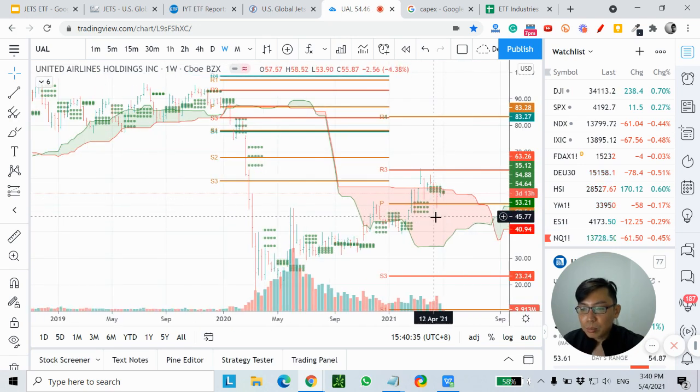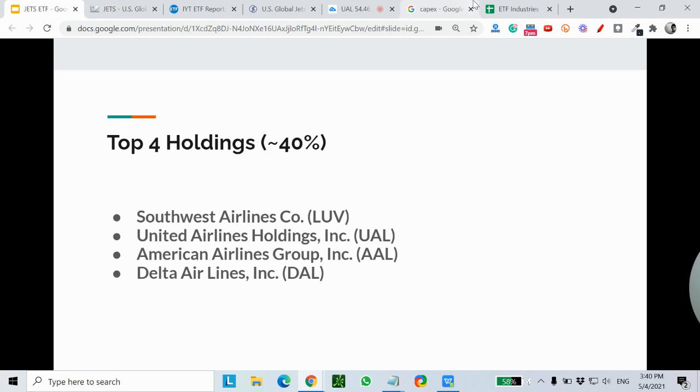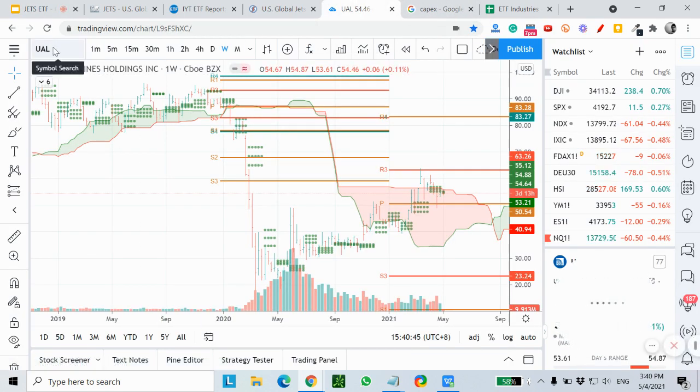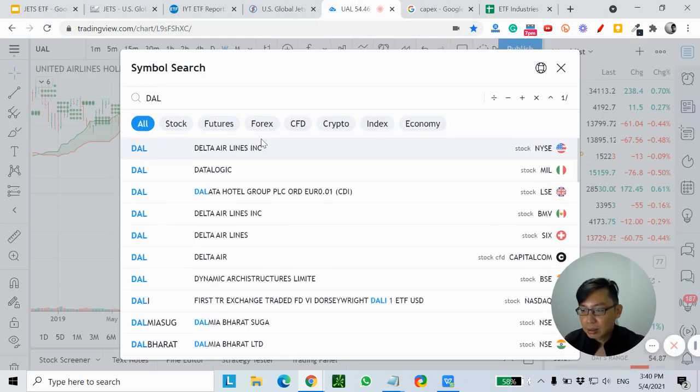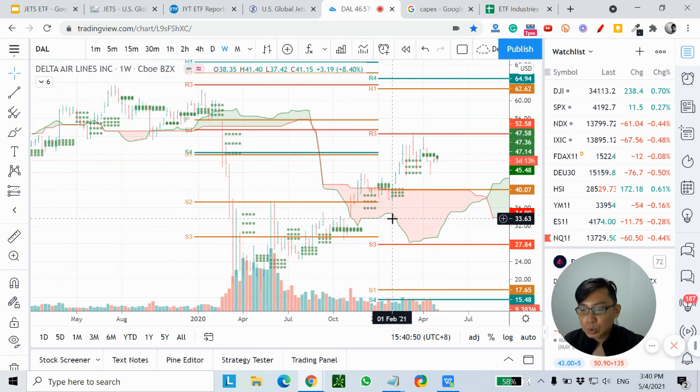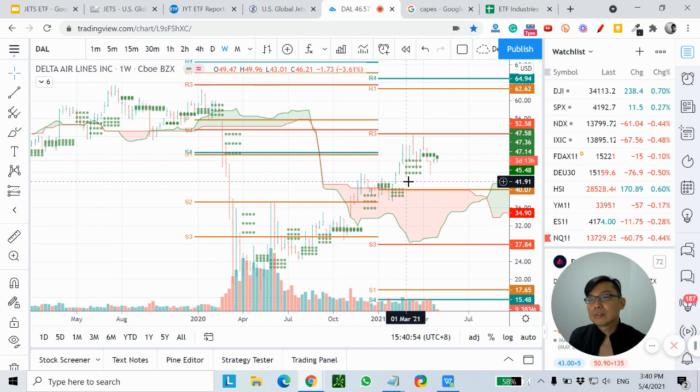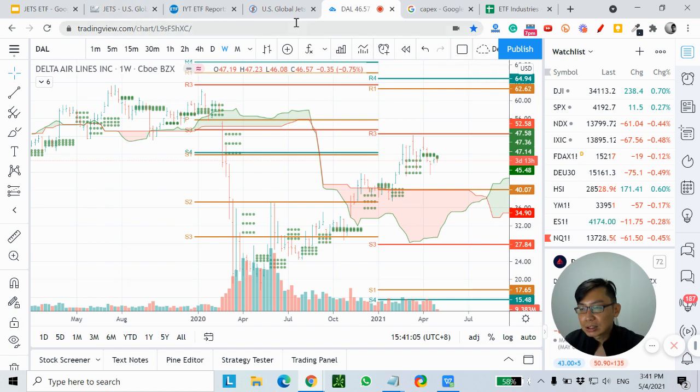All right, so price has also broken above the cloud already. Now it's undergoing a correction. The last one is Delta Airlines over here, DAL. It's also broken above the cloud. So essentially, the price action for all the four airlines is almost the same. If you want to have a broad view and diversification, and you want to buy into this airline industry, you can go into this JETS ETF.